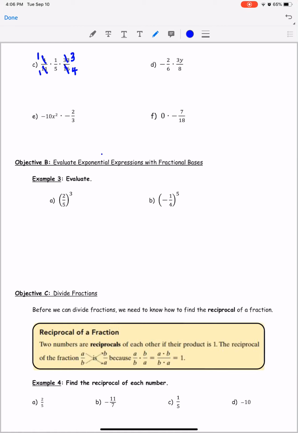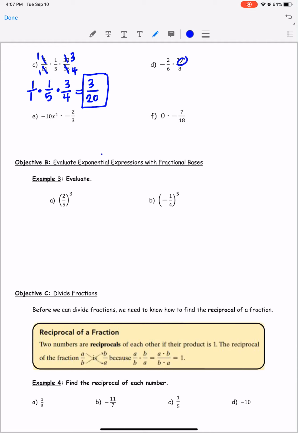So now multiply. We've got 1 over 1, which we really don't need, but 1 over 1 times 1 over 5 times 3 over 4. Now I don't mind multiplying straight across. So 1 times 3 is 3. 1 times 5 times 4 is 20. Can I divide anything into 3 and 20? Well, again, no. 3 is a prime number, so we are done.